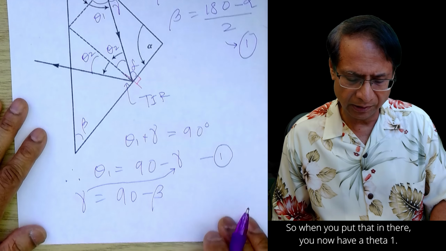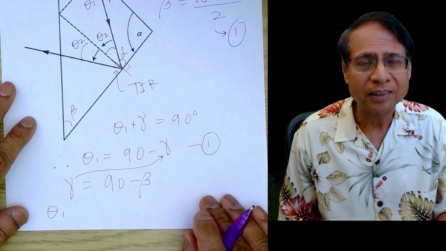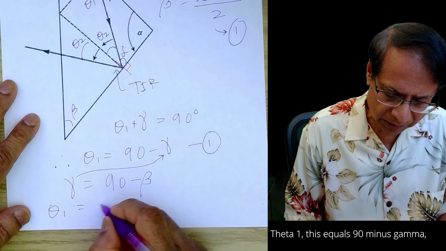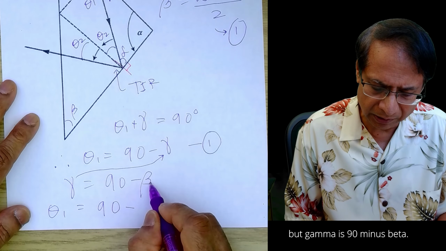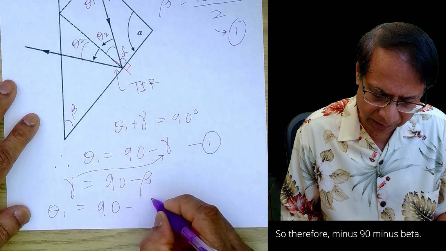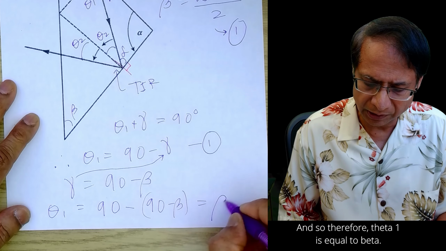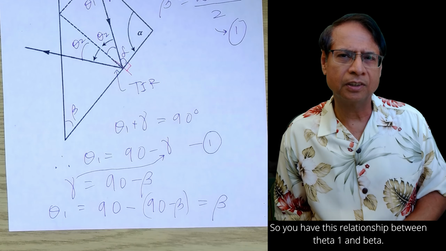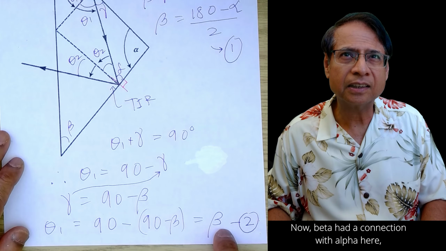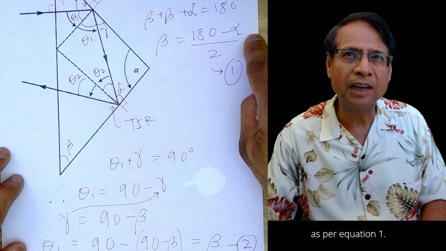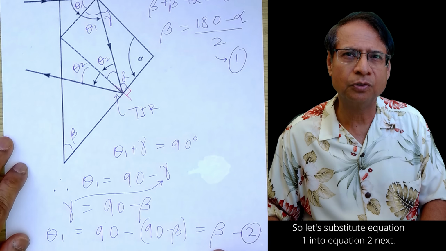So when you put that in there, you now have theta 1. Theta 1 equals 90 minus gamma, but gamma is 90 minus beta. So therefore, minus (90 minus beta). And so theta 1 is equal to beta. So you have this relationship between theta 1 and beta. Now, beta had a connection with alpha as per equation 1. So let's substitute equation 1 into equation 2 next.